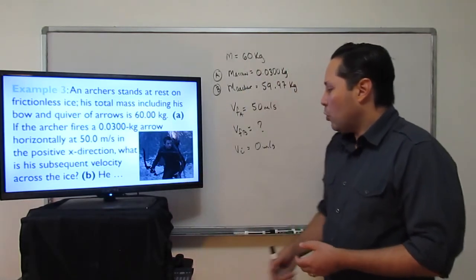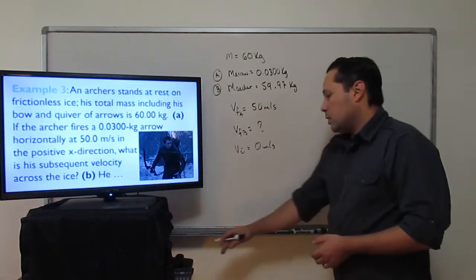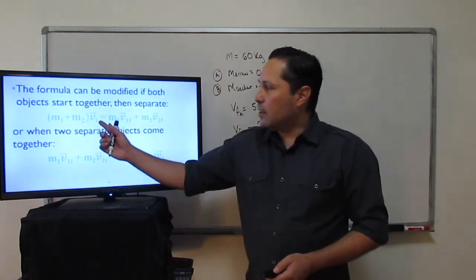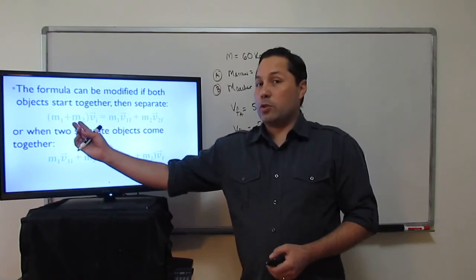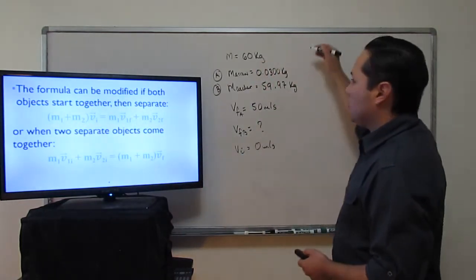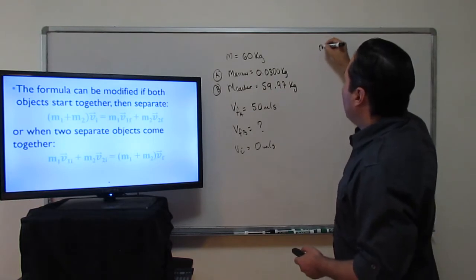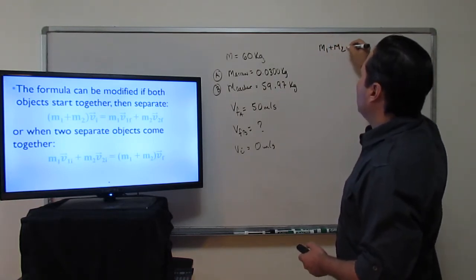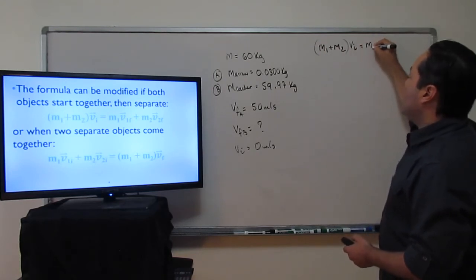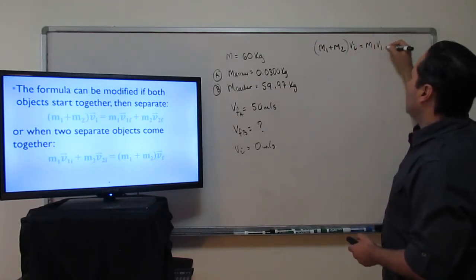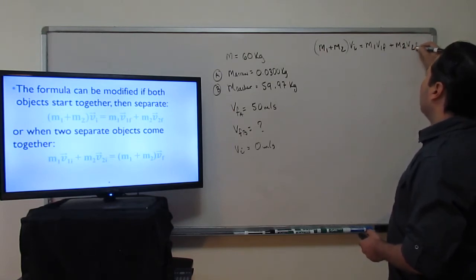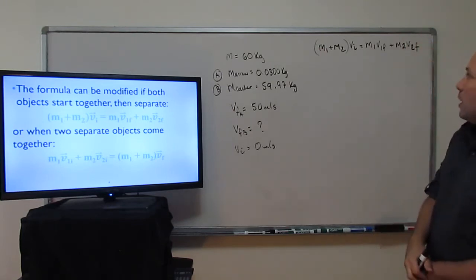So which formula should we use? Let's take a look at our formulas. And this one will be it. Why? Because they started together and now they're going to separate. So that's the formula I'm going to use. I'll write it up here. M1 plus M2, velocity initial, is equal to M1 V1 final plus M2 V2 final. So that's what we got here.